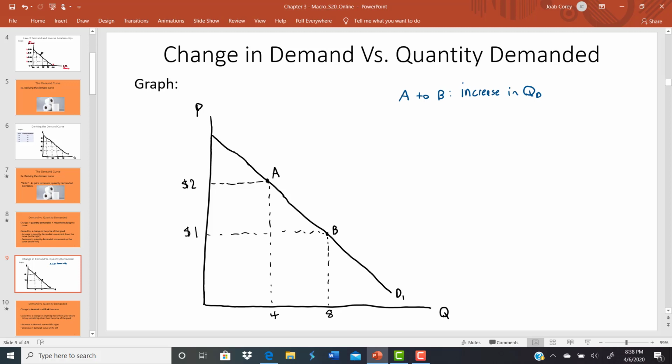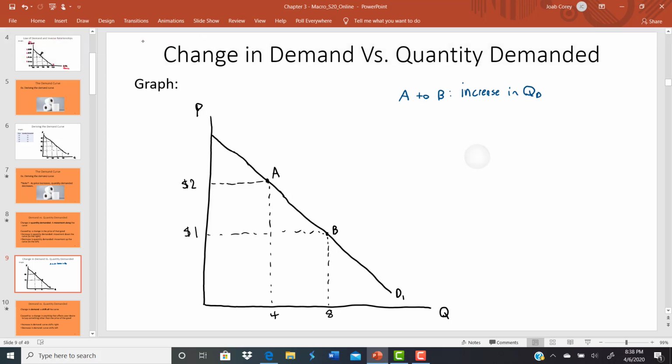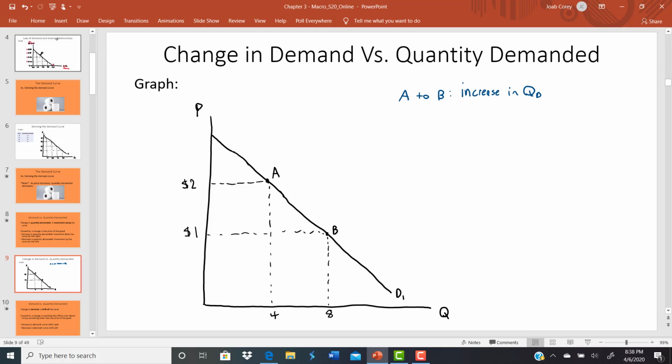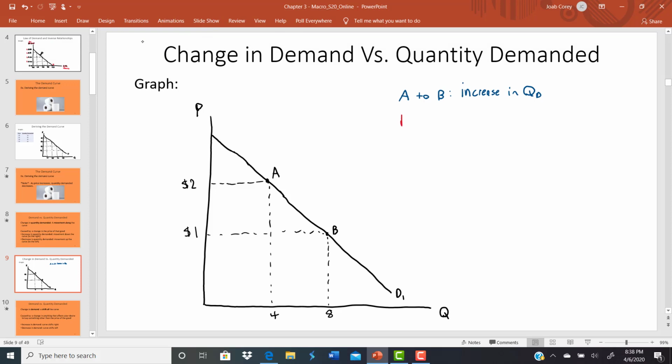Now, if that special ends and the price of pickles goes back up to $2 a pickle, well, that's you going from point B on this curve. It's supposed to be in red. Hopefully, we'll make that work. So that's you going from point B on this curve to point A on this curve, right? That is a decrease.